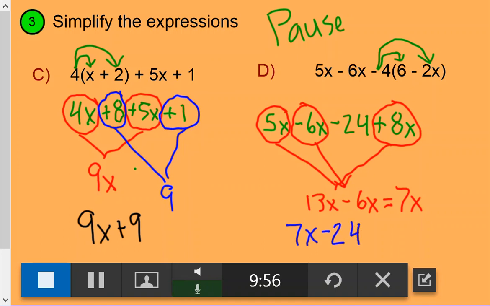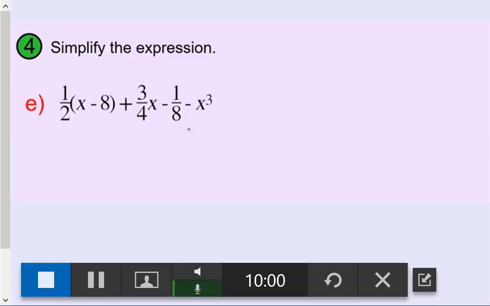Alright, we got one more example. This one involves fractions, so a little bit different calculations that we need to do, but still the same process. Okay, so the first thing, we have some parentheses and multiplication, so I'm going to use the distributive property to distribute this 1/2 to the x and to the -8. Okay, so first thing, 1/2 times x would give us 1/2 x.